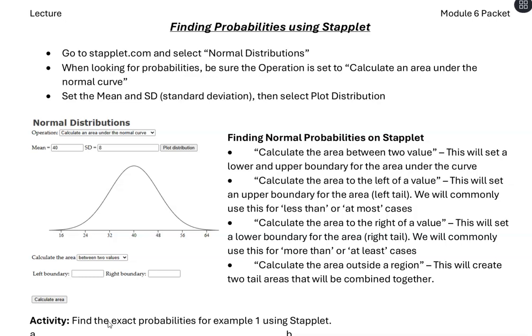So what we'll be able to do is, if we have a bell-shaped curve or normally distributed data and we know the mean and standard deviation, we can use Stapplet to find any area under the curve, which will answer questions involving probability or percent chance, since area under the curve is going to represent our probabilities. Okay, so let's go to stapplet.com.